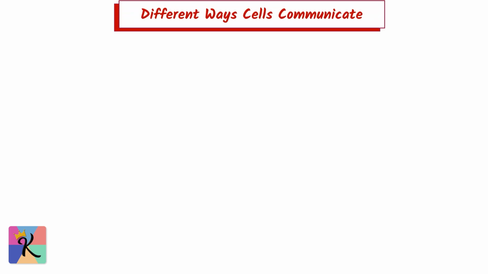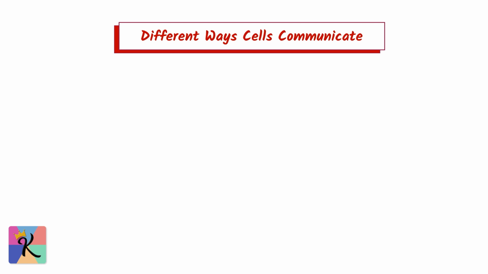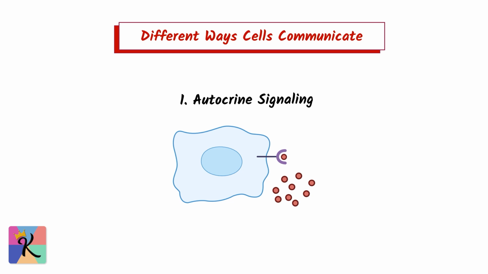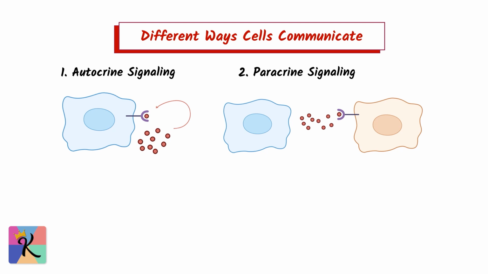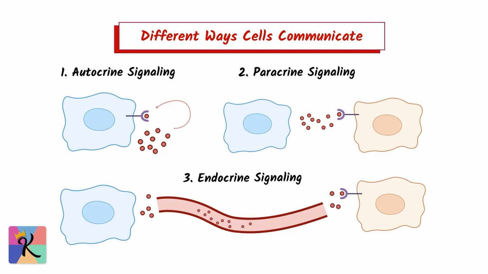Cells communicate in several ways, and we can categorize them based on how far the signal has to travel. 1. Autocrine signaling. Imagine talking to yourself. The cell sends a signal to itself, often to regulate its own activity. 2. Paracrine signaling. This is like chatting with your neighbors. The cell releases a signal that affects nearby cells. 3. Endocrine signaling. Think of this as sending a letter through the mail. Cells release hormones into the bloodstream that travel to distant cells across the body.